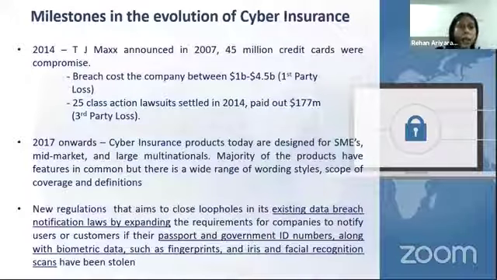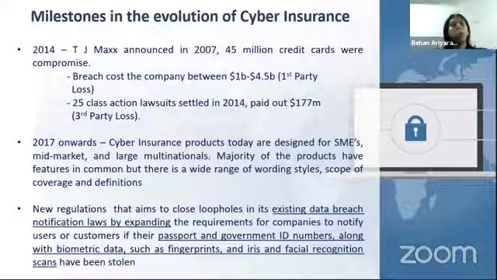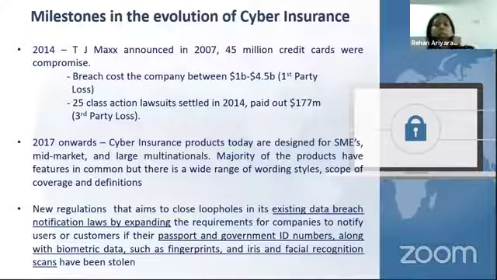In 2014, TJ Maxx announced that in 2007, 45 million of their credit cards were compromised. The breach cost the company something between 1 billion and 4.5 billion. These figures are not clear because not all of it was disclosed, but they had 25 class action lawsuits settled in 2014 and paid out $177 million as third-party losses. And from 2017 onwards, cyber insurance products came into the mid-market and the retail market as well.